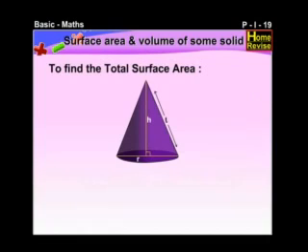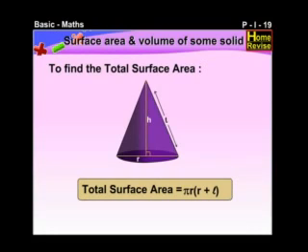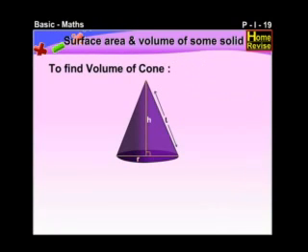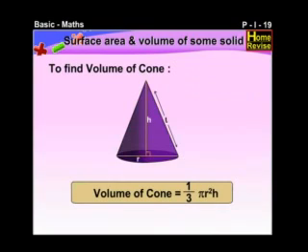To find the total surface area, that is upper part and lower part, formula is total surface area is equal to pi r into bracket r plus L, where L means slant height and r means radius of circle. To find volume of cone, that is inside part, volume of cone is equal to 1 upon 3 pi r square h, where h means perpendicular height.